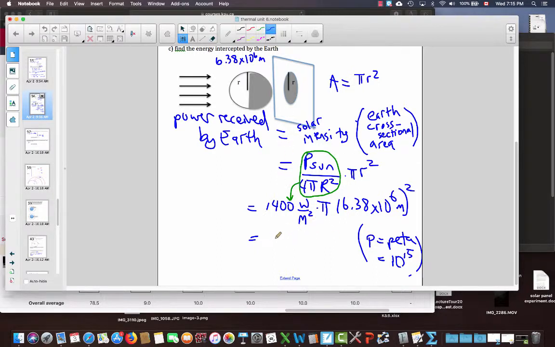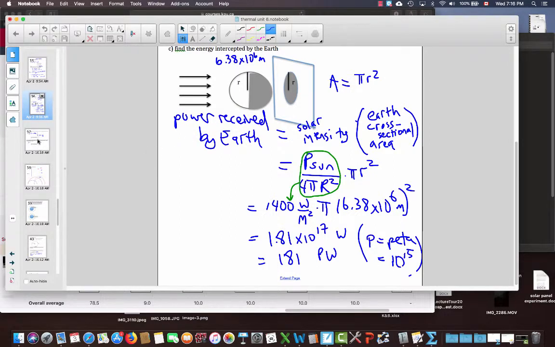And so here we get 1.81 times 10 to the power 17. Meters squared cancels out. This is watts. Since a peta is 10 to the 15, this is 181 petawatts. So there's 181 times 10 to the 15 joules of solar energy striking the Earth each second. That's sort of like the Earth's energy budget.